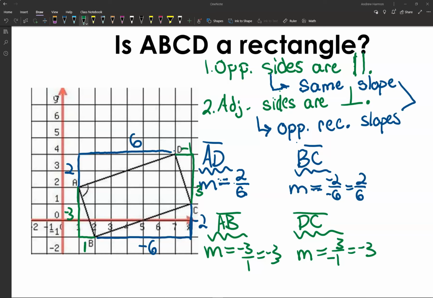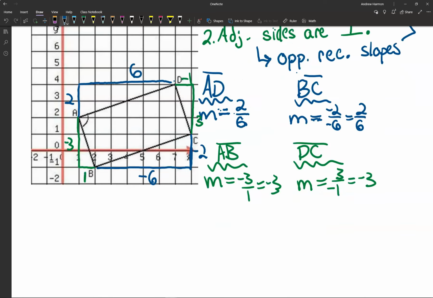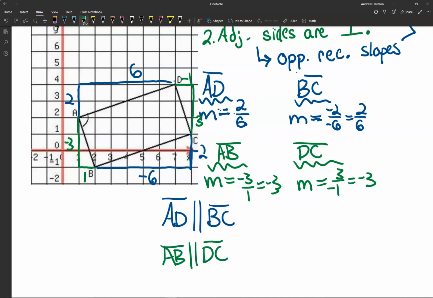To compare these slopes, if we look, AB and DC have the same slope, so they are parallel to each other. And then also, AD and BC have the same slope, so they're parallel to each other. So this is our first step. This shows that the opposite sides are parallel.